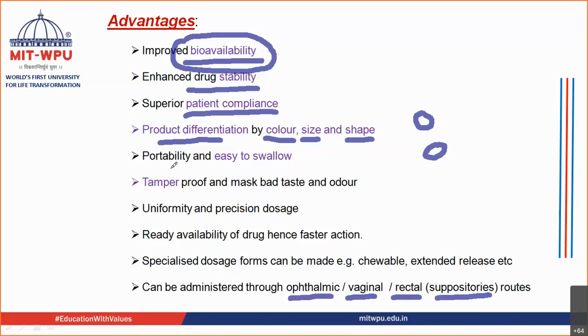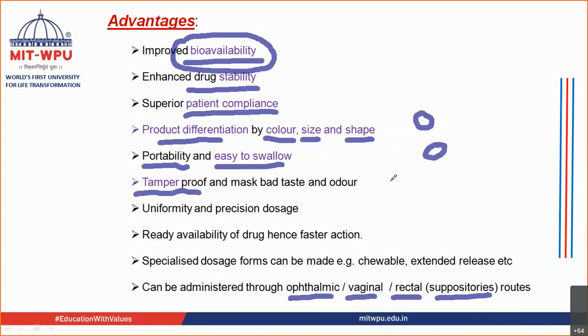Now let us move further to portability. It is easily portable; it can be carried in your pocket easily, and it is also easy to swallow. The next important advantage is that it is tamper proof. Even separation of hard gelatin capsules, that is cap and body, is difficult because the cap and the body are sealed. But as such they are not that much tamper proof.